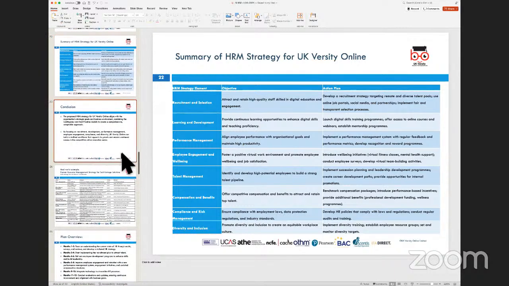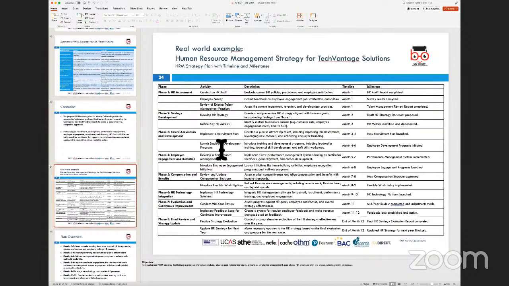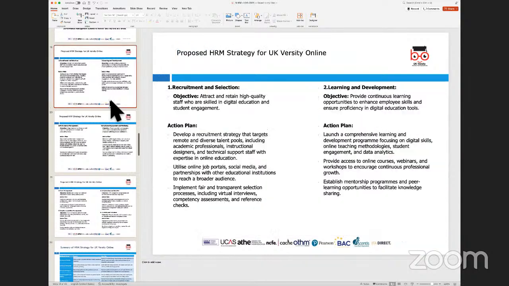Now, in order to give a very different example, I've taken up a fictitious organization like Tech Vantage Solutions, and I've drawn up a small table, which is more or less a plan, a detailed plan, but in a tabular format to give you a bird's eye view or a snapshot of how an HR plan would look like. Now, this plan, which we've discussed in the slide, might be a detailed plan which the HR people would have.